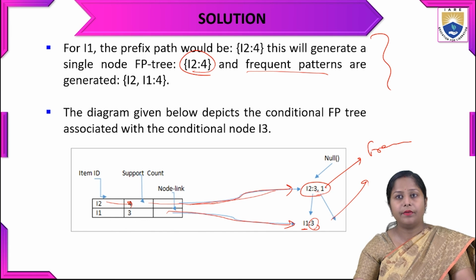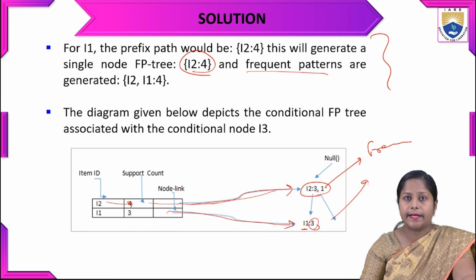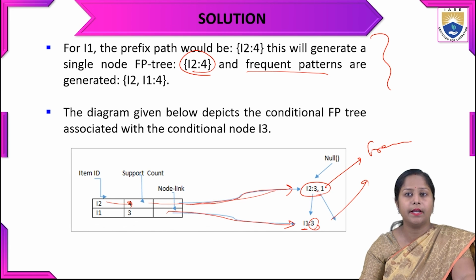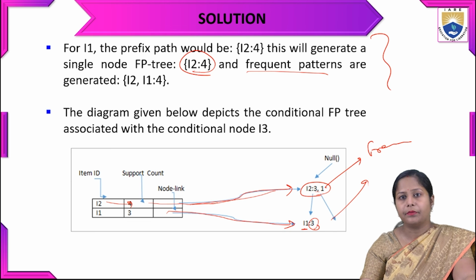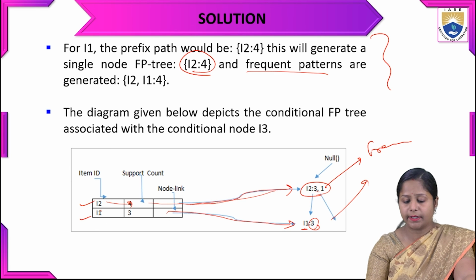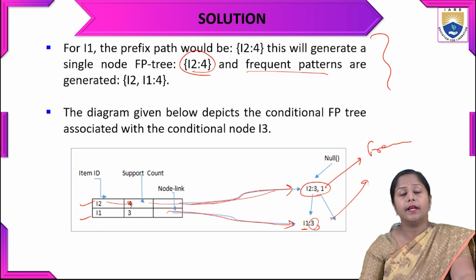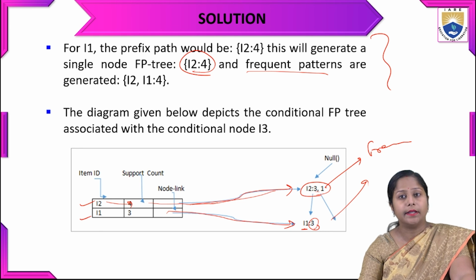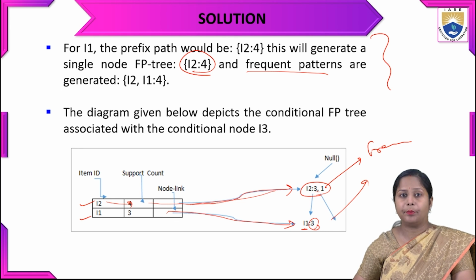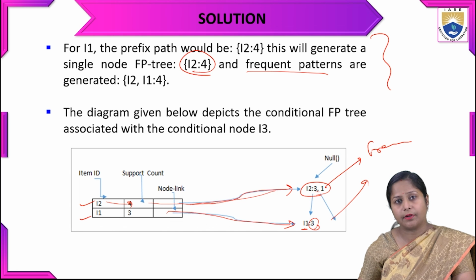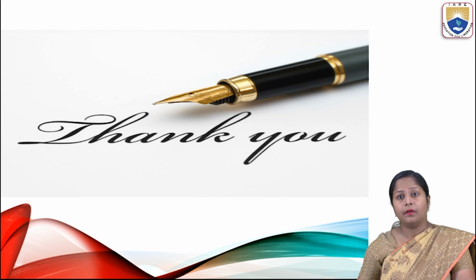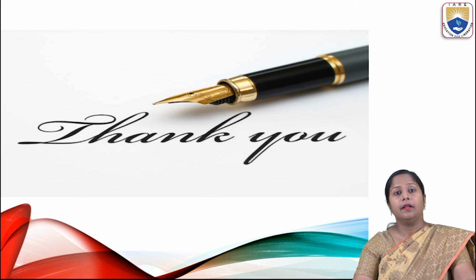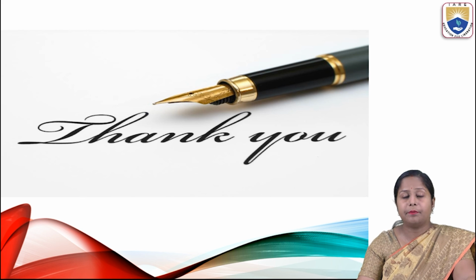In the diagram we can see a depiction of a conditional FP tree that is associated with the conditional node I3. So here I1, I2 has the conditional node I3. So that is the final FP tree after the mining of each of the steps. So that was all about frequent item set mining with the 2 methods, the Apriori algorithm and the frequent pattern tree.